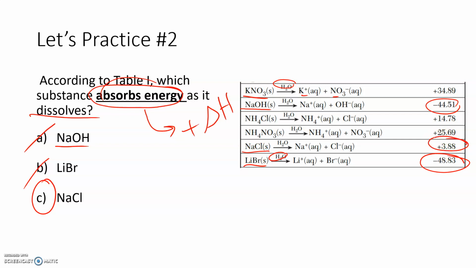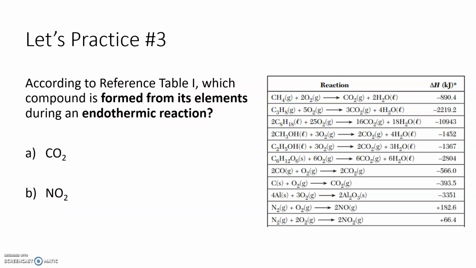When NaCl dissolves in water, for every 1 mole of NaCl you dissolve, it absorbs 3.88 kilojoules of energy. It's the only one of the choices given that has a positive delta H, meaning that process absorbs energy overall.